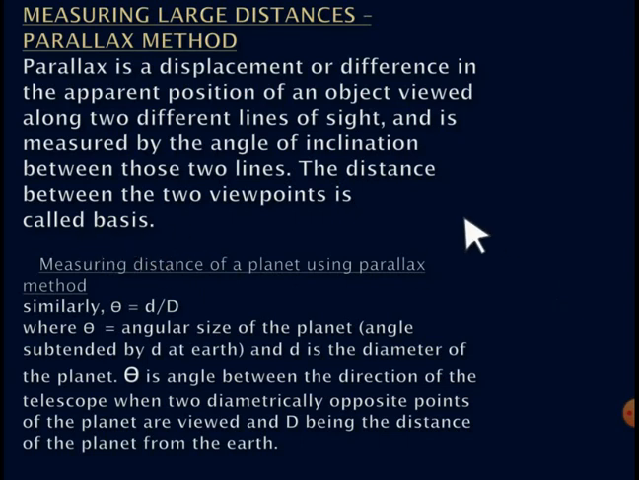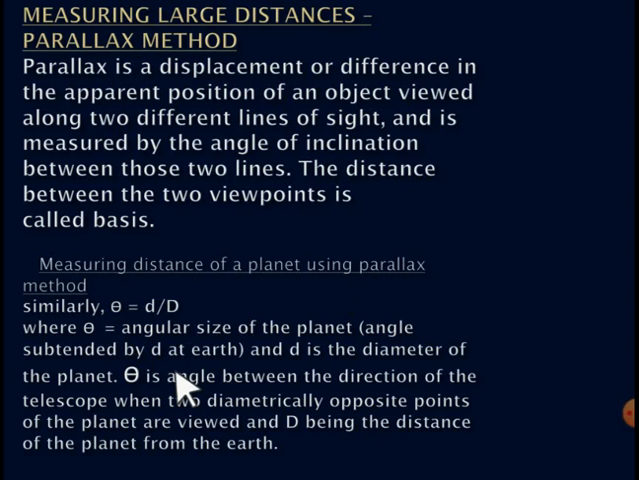In our case, the positions of the two points of observation of our Earth, at 1st January and 1st June, that distance will be the measure across your Earth orbit, as I told you. That will be the basis, and it is denoted by B. Got it? This can also be given as a definition. And for measuring the distance of a planet using the parallax method, as I told you, it is also given here.